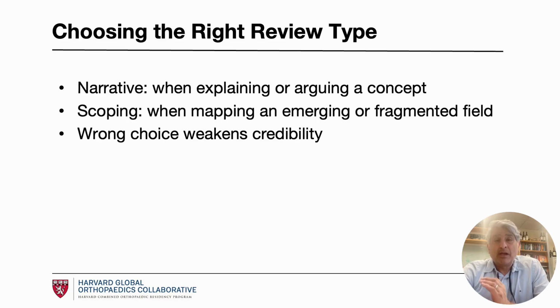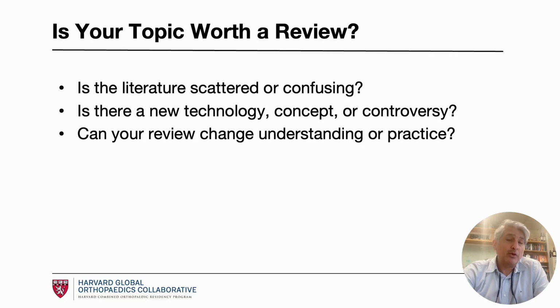You use a narrative review when explaining or arguing a concept, and you use a scoping review when mapping an emergent or fragmented field. The wrong choice weakens credibility. So you want to make sure you pick the right choice and work with it. Now the question is: is your topic worth a review? If your topic doesn't change understanding, it really shouldn't be written.